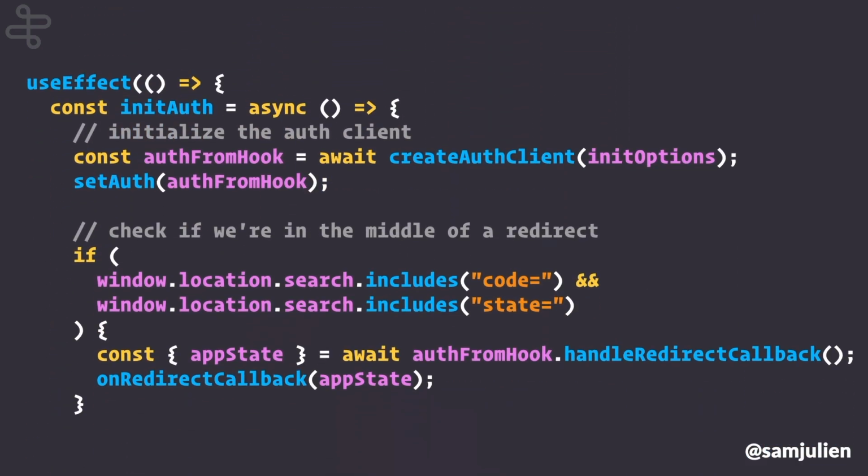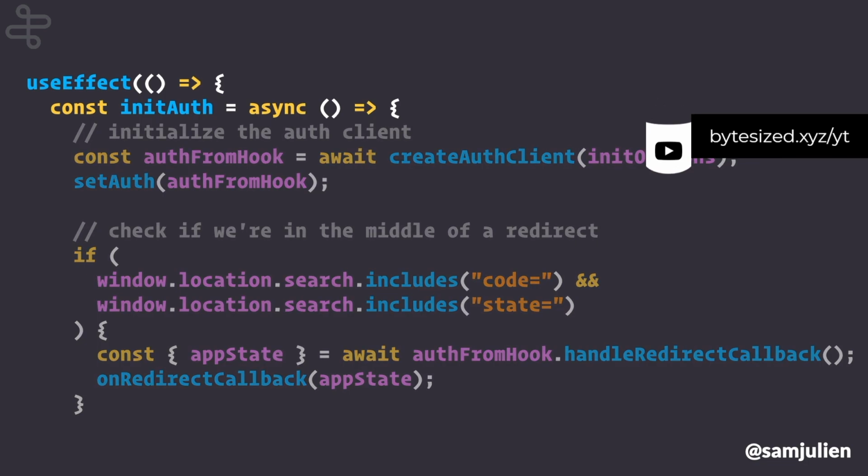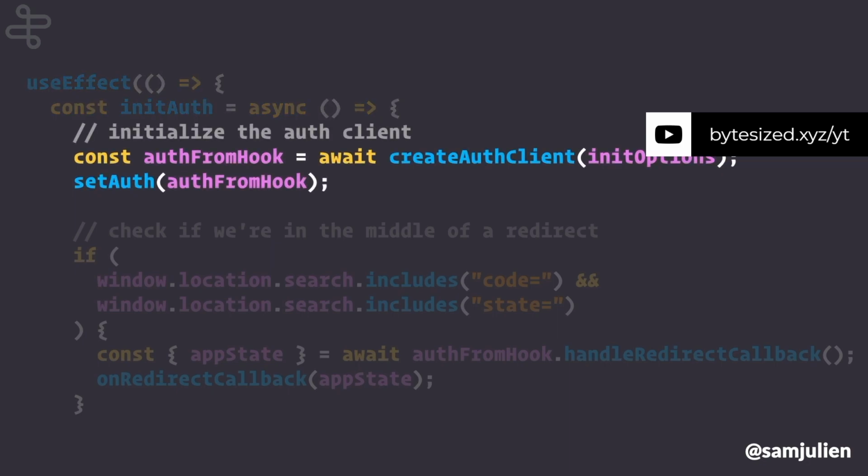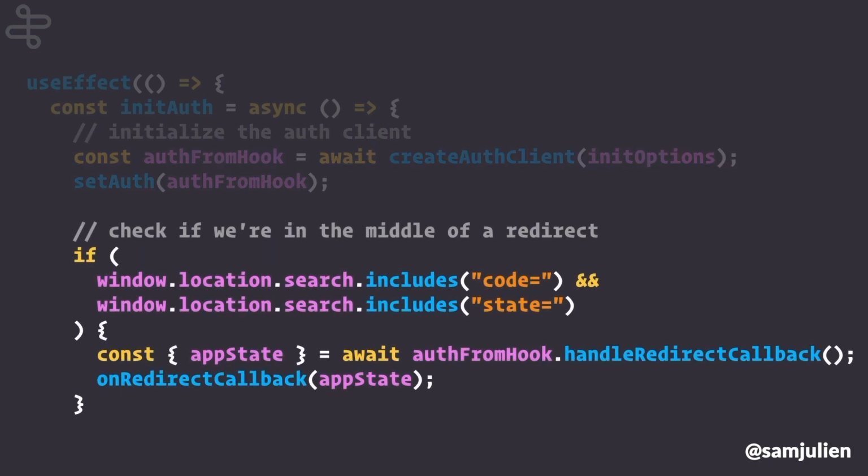And then next, we need to create a useEffect hook. So we're probably going to need to initialize the auth client and set up some initial state of this application. So that's what we're going to do with the useEffect hook. So we're going to define this async function called initAuth. And then once we've created that, we're going to create our client and set our auth with setAuth from the hook. And then we also need to see if, when this app is loading, we are in the middle of a redirect. So if we are, then we need to go process the response from the server and set up the rest of our app.